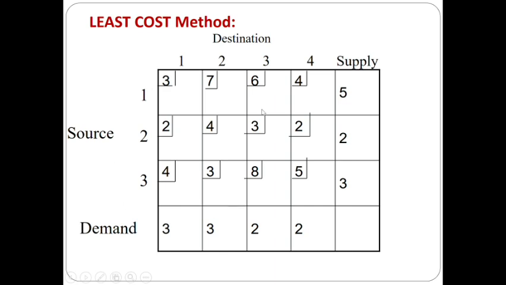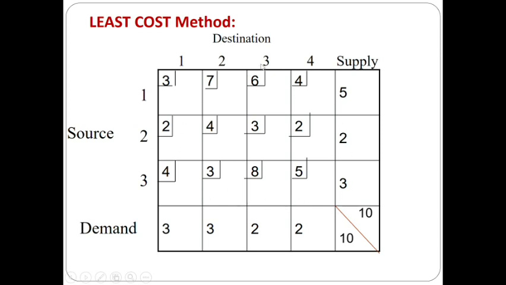3 sources, 4 destinations, supply is given, demand is also given. We have to balance it, first thing. So total supply is equal to 10, demand is also equal to 10. So it is a balanced problem. We can just proceed further. So this is actually the unit cost matrix.